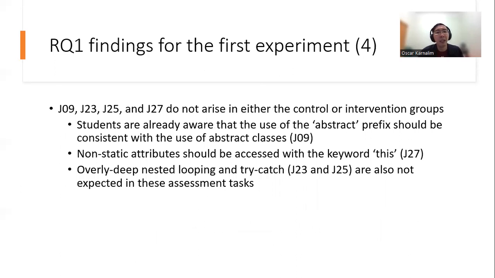G09, G23, 25, and 27 do not arise in either the control and intervention groups. Students are already aware that the use of abstract prefix should be consistent with the use of abstract classes, and non-static attributes should be accessed with the keyword this. Overly deep nested looping and try-catch are also not expected in these assessment tasks.